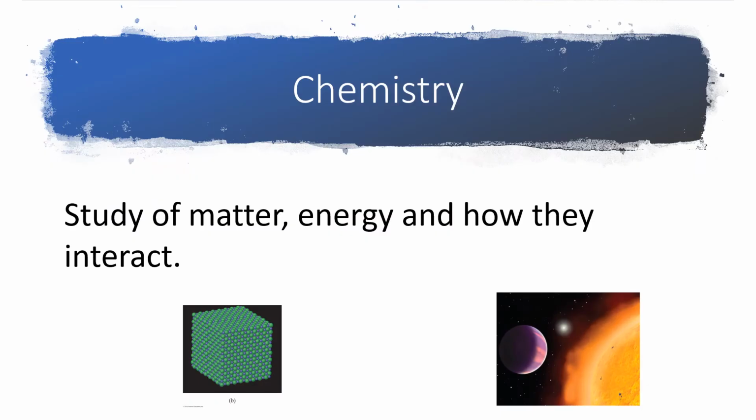Chemistry, or at least modern chemistry, is often defined as the study of matter, energy, and how they interact with one another. So we can use chemistry to explain the bonding in sodium chloride, which is the crystal shown on the left image on the bottom. We can use chemistry to figure out, for instance, what elements are present in the sun. So if we know about how energy in the form of light interacts with atoms, which is a type of matter, then we can learn which atoms are present by looking at the light that reaches Earth from the sun.